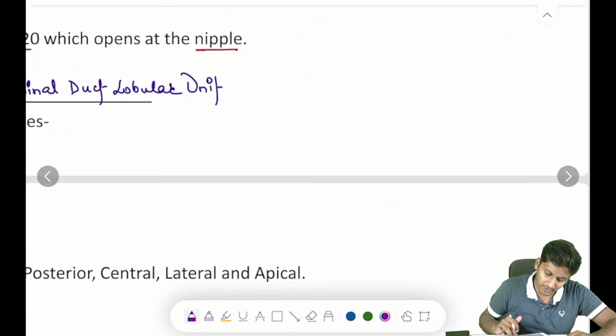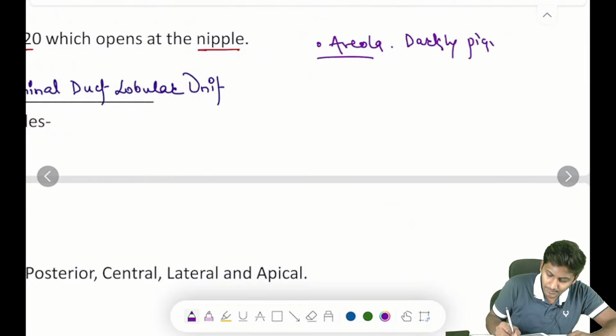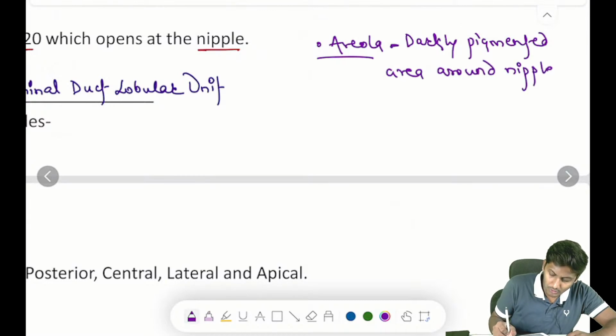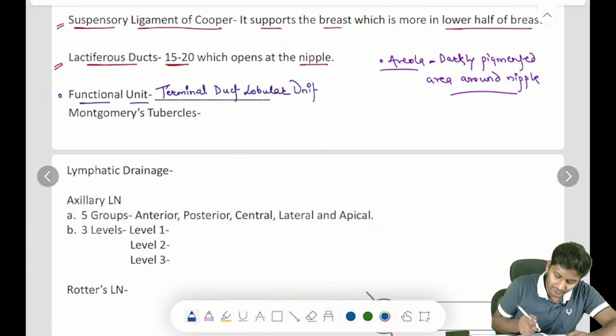So please remember, first of all, what is areola? Areola is nothing but the darkly pigmented area around the nipple. And what are the Montgomery tubercles then? Now you can write down definitely. These are nothing but the hypertrophied sebaceous glands.